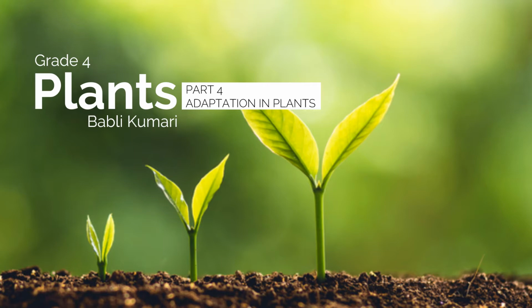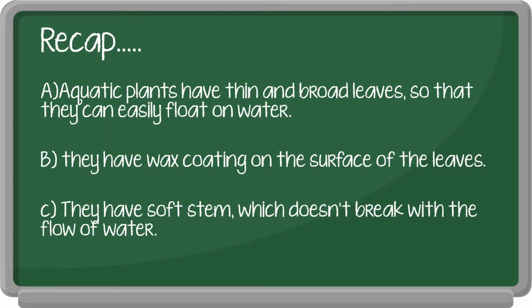Now, before starting today's class, we'll do a quick recap of what we did yesterday. Yesterday, we learned about aquatic plants and their habitat. Aquatic plants have thin and broad leaves which make them easily float on the water. These leaves have air space which makes them light, so they can easily float on the water.